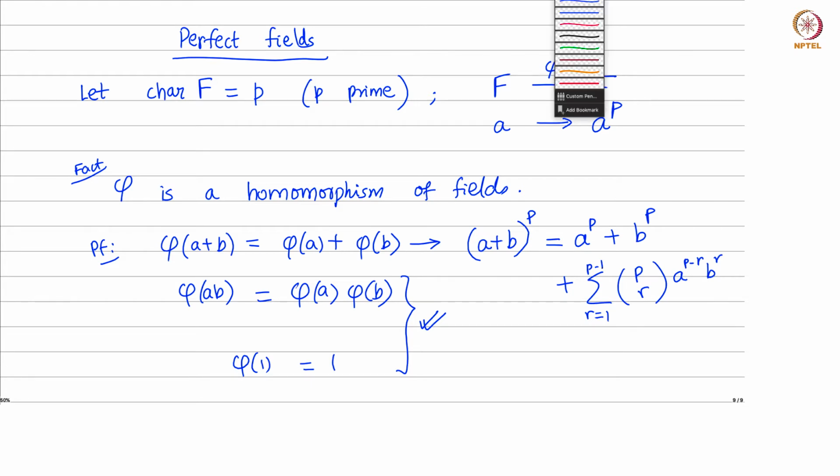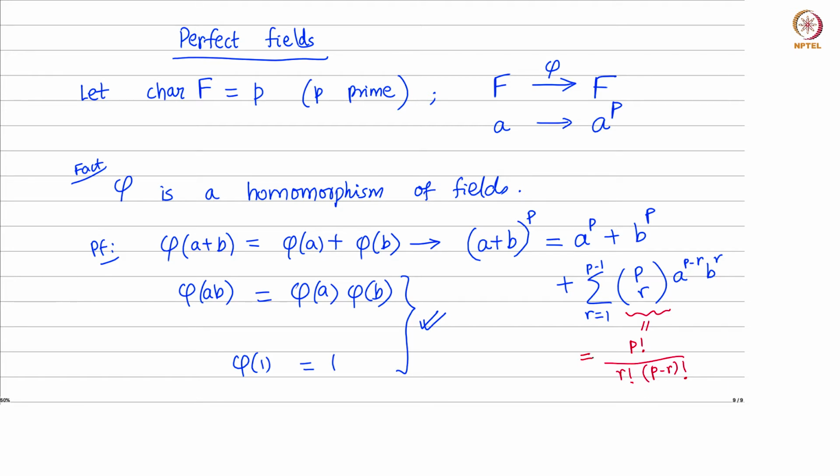Now observe that this P choose R, this term over here, is in fact divisible by P. Okay, why? Well, what does this look like? This is a factorial of P divided by the factorial of R times the factorial of P minus R. And since R and P minus R are both numbers between 1 and P minus 1, they are strictly smaller than P.